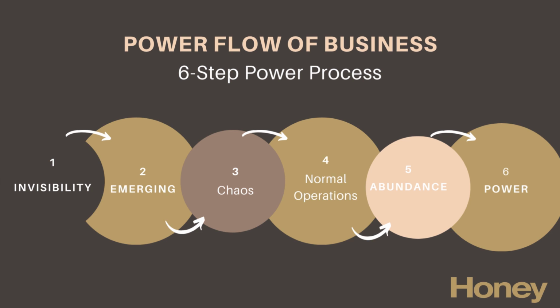Normal operations, we are going to look at how to stabilize the chaos, then move into abundance, and then move into a power seat. Now, the challenge is a lot of our businesses get stuck in steps 2 and 3, and they only go from emerging to chaos, and it's like a cyclone, and they are stuck in there.